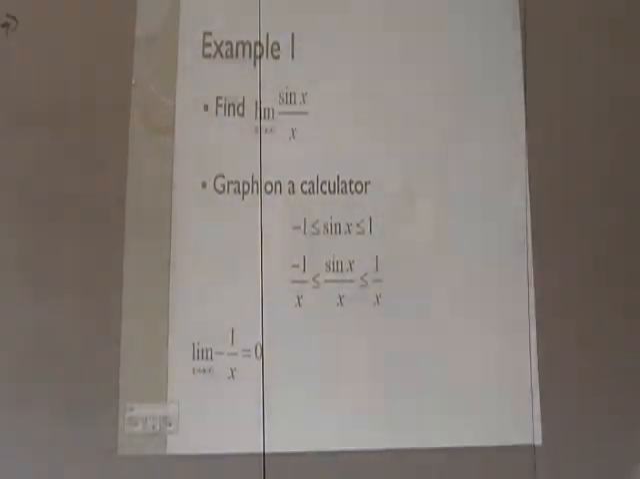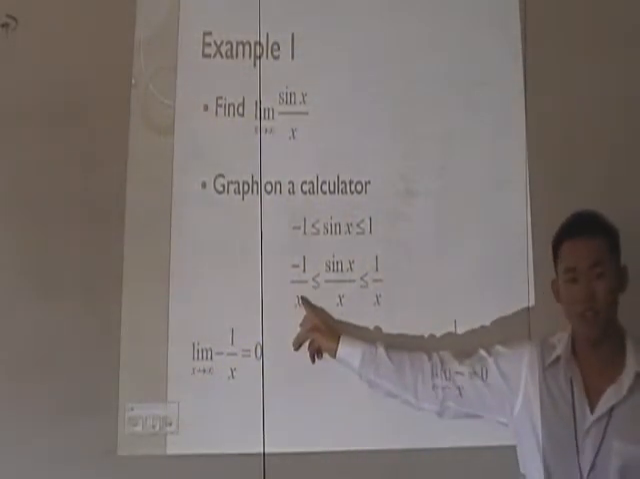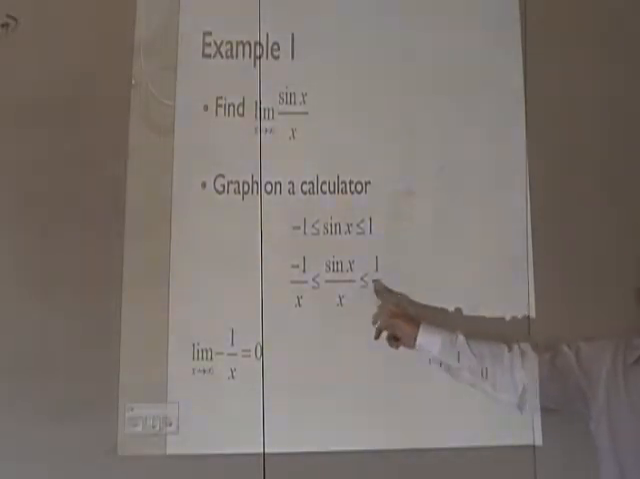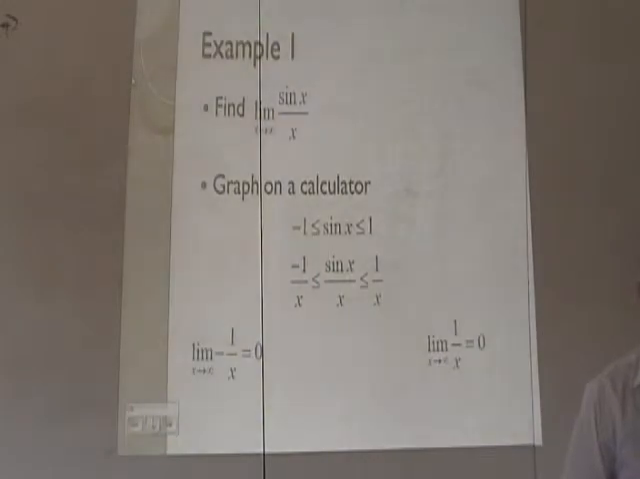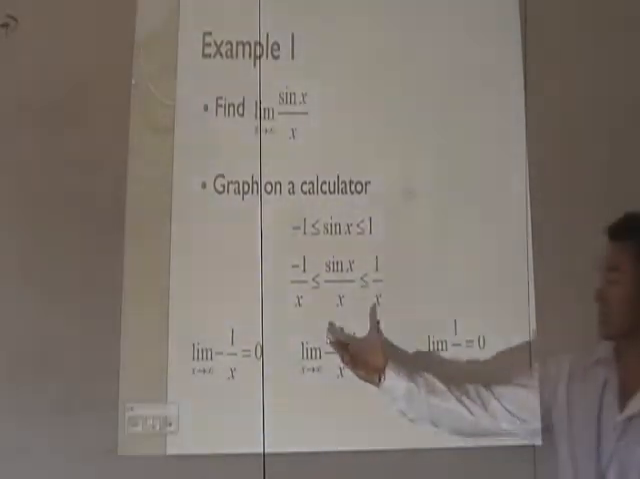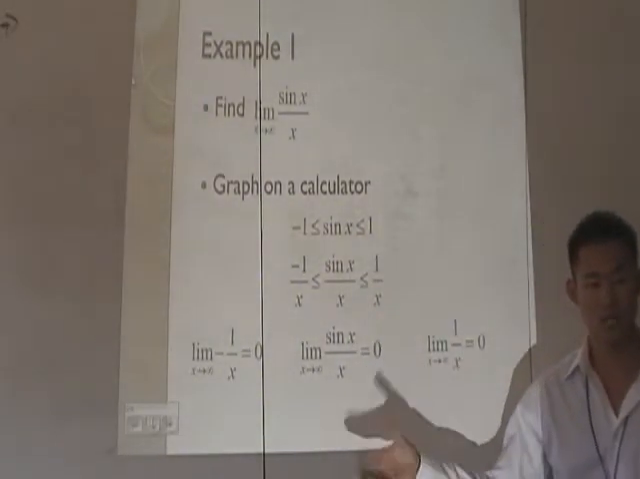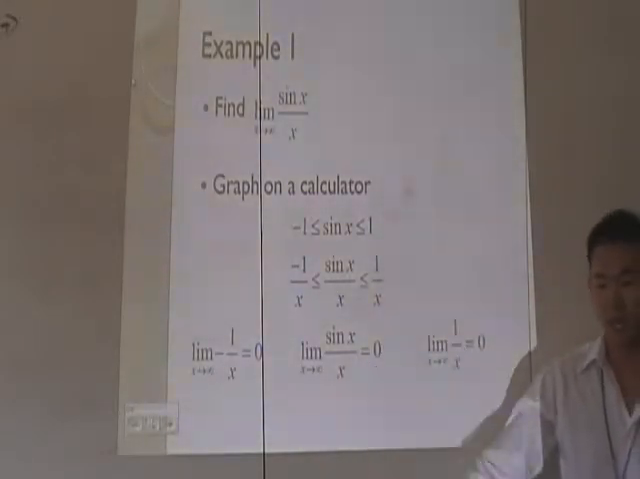So if the limit of this side as x approaches infinity is 0, and this is 0, and this is in between that, what does this have to be? 0. So this is kind of the proof behind it algebraically. When we were looking at the graph earlier, that was the proof behind it graphically.